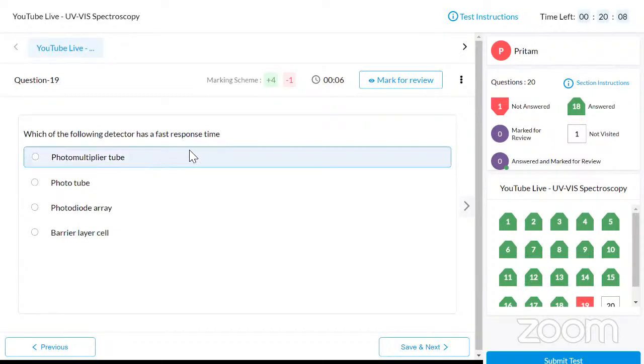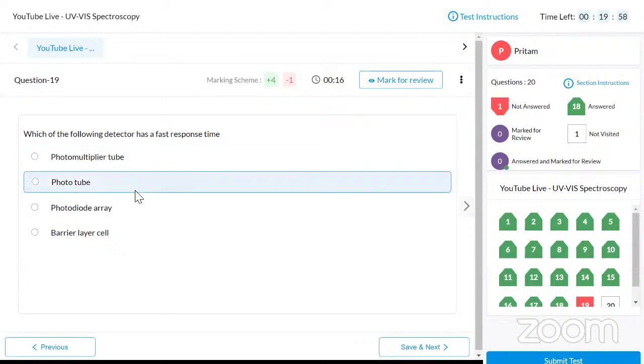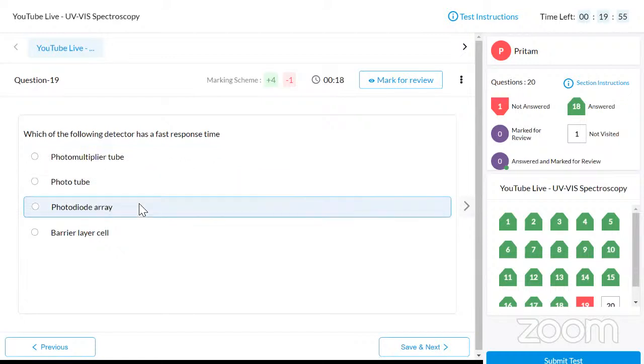Which of the following detectors has a fast response time? Option A, photomultiplier tube. Option B, phototube. Option C is a photodiode array. And option D is a barrier layer cell. The answer to this cannot be photomultiplier tube. Why? Photomultiplier tube does not give quick results.